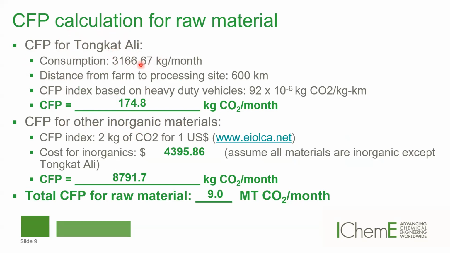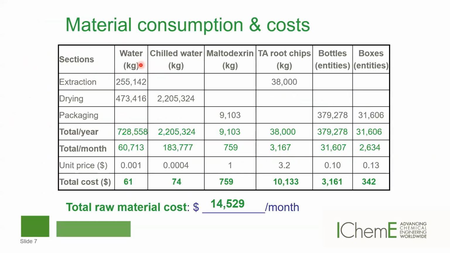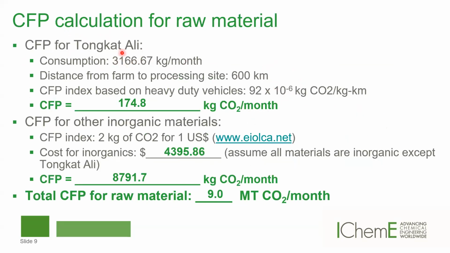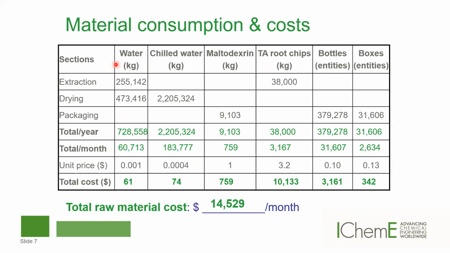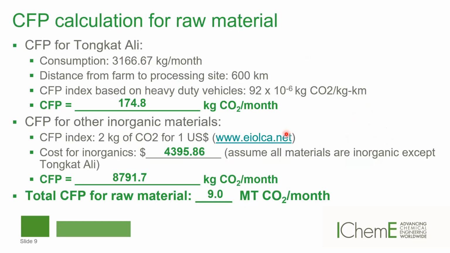By the way, why is it 31,667? Well, here it's 38 kilograms. I need to check on this. This is per year, so let me divide. Just get the calculator. Wait lang. 38,000 divided by 12. Yeah. So this is per year and this is per month. Per month, this is our Tongkat Ali consumption.